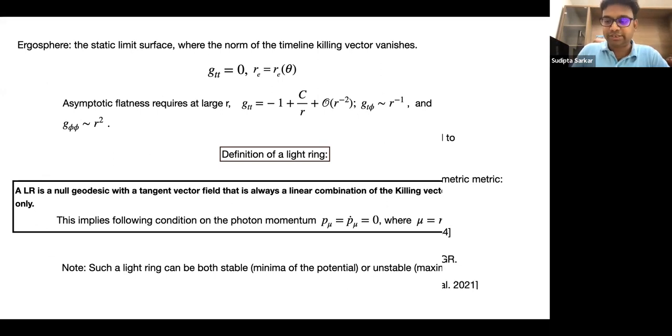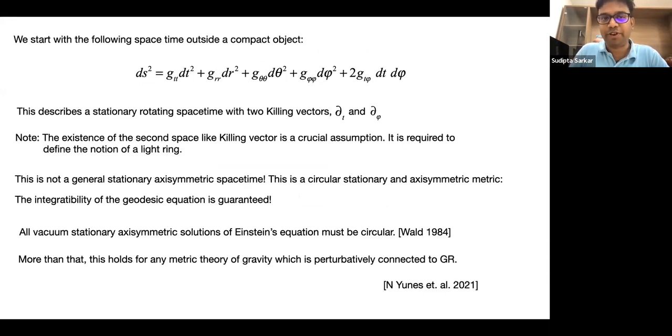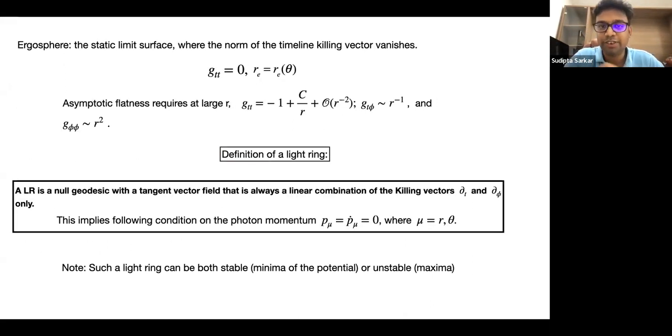In this form of metric, there is a Killing vector ∂_t, so I can safely define the ergosphere. The ergosphere will be somewhere where g_tt equals 0. This is where the norm of the time-like Killing vector vanishes, and you assume that this is some r as a function of theta.